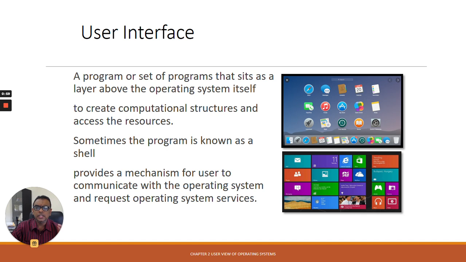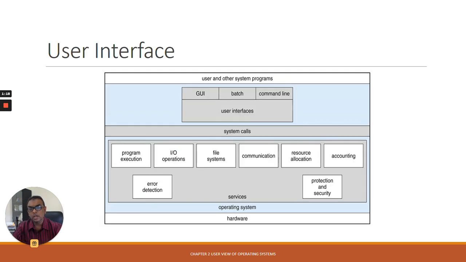A user interface is a program or sets of program that sits above the operating system. So whenever we access a user interface or we click on the interface, something happens behind it. This will trigger the operating system to do something. So basically this is the outline frame of a user interface. So you have two main types of user interface. One is the GUI and the command line interface.